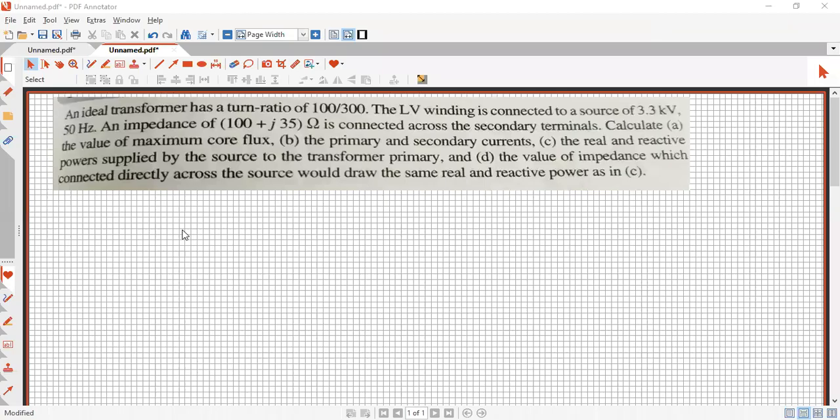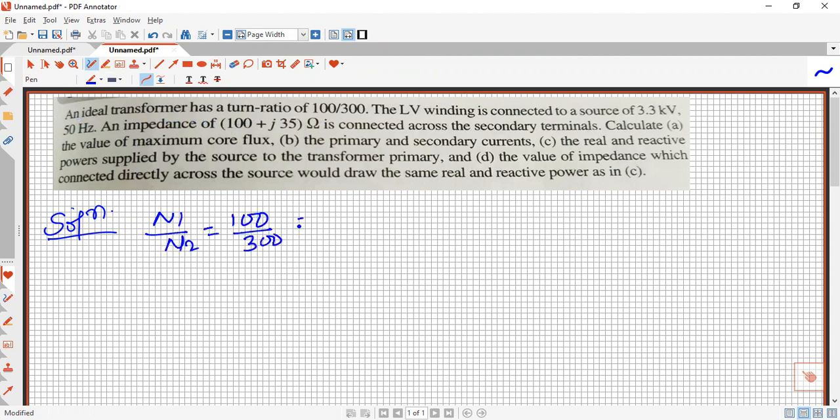Hello everyone. In this part of the lecture, I am going to discuss one more numerical based on the transformer. So, this problem's solution, let us see. An ideal transformer has turn ratio, meaning N1 by N2 is given as 100 divided by 300, meaning 1 by 3.